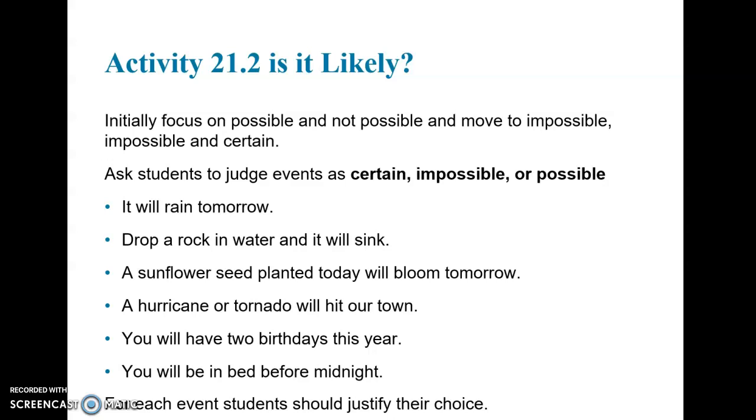Activity 21.2, Is it likely? You're going to ask students to judge various events as certain, impossible, or possible. It will rain today. Drop a rock in the water and it will sink. A sunflower seed planted today will bloom tomorrow. The sun will rise tomorrow morning. A hurricane or tornado will hit our town. In the election, candidate A is elected.